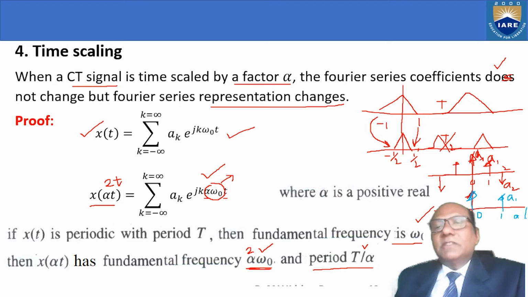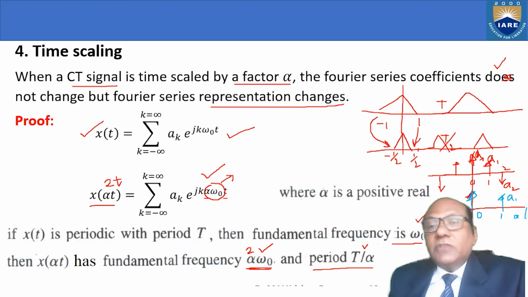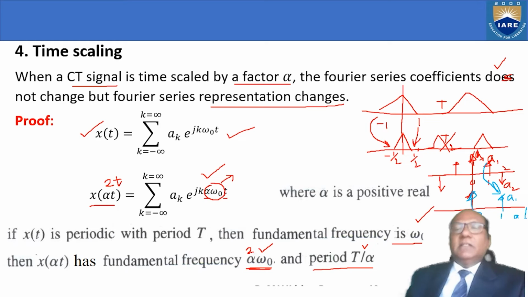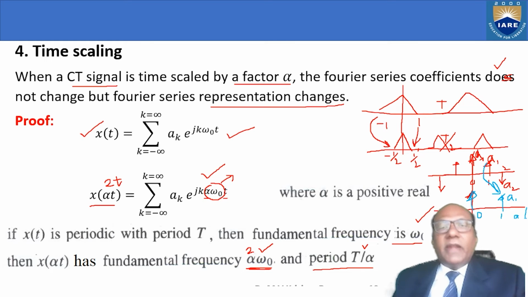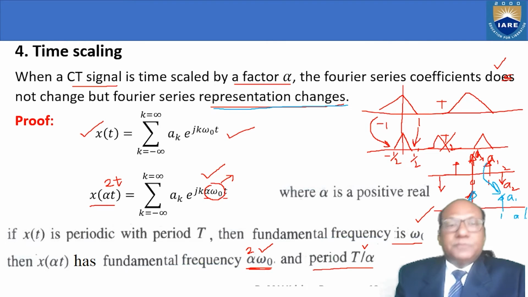So the frequency spacing has changed, but the actual A0 value, whatever A0 value previously, is the same A0 value here. Only the spacing has changed. Similarly, that means the harmonics have widened up. The spacing between harmonics has widened. So what it means is the representation has changed. That's why you have to call this a representation change, not a coefficient change. That's why we use the term representation change.